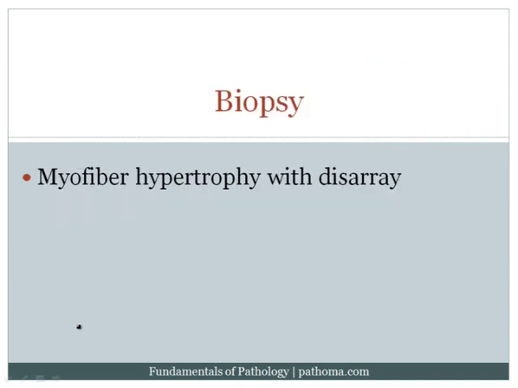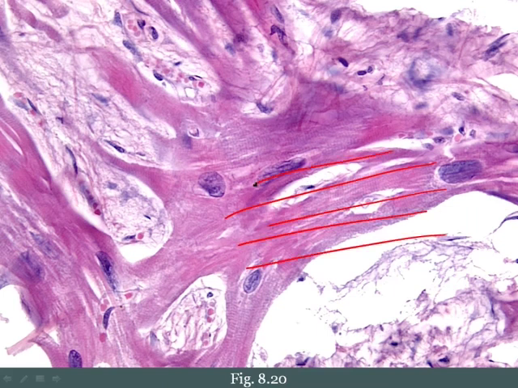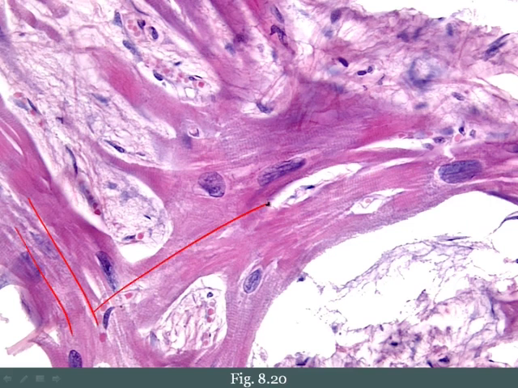Now, if a biopsy were performed, you would see myofiber hypertrophy with disarray. And this is a particularly high-yield image, so let me just take you through it. Normally, when you look at the myocytes, they should all be lined up very nicely and in parallel. However, notice here that there's all this disorganization with the myocytes going in every different direction. And that's called myocyte disarray. And it's the classic finding in hypertrophic cardiomyopathy.